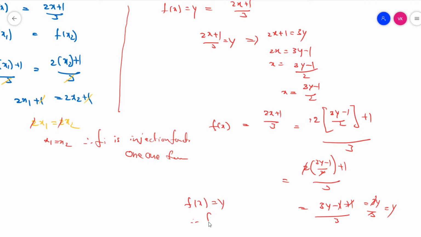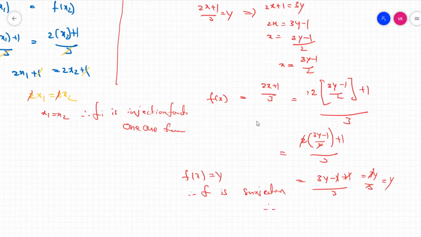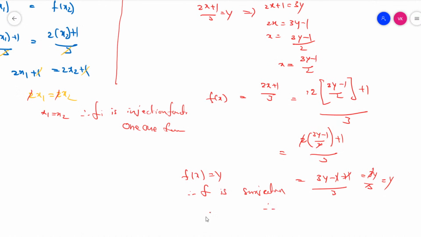So in this case we can write that f is a surjection function. Thus f is an injection function and also f is a surjection function. Thus we can write f is a bijection function. That's the proof. In this way we can prove.